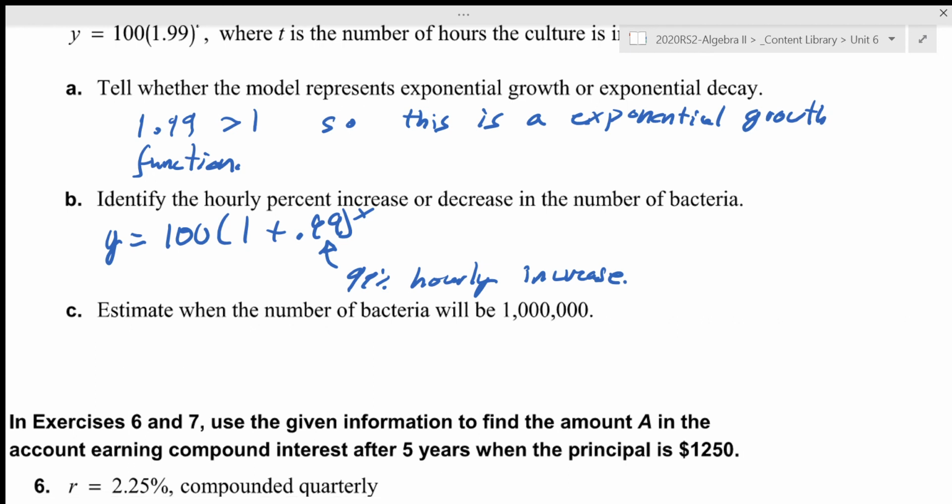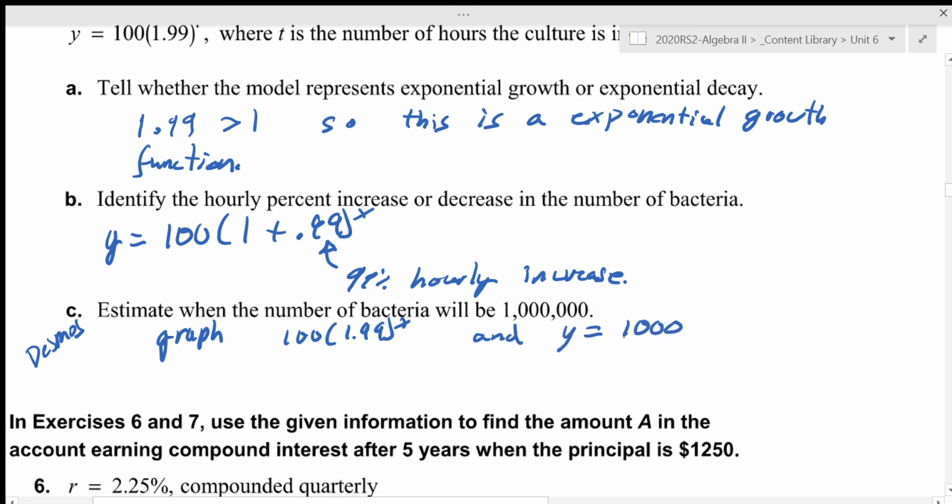Alright, to estimate when the number of bacteria will be 1 million, I will have you use a graphing calculator or Desmos. What you're going to do is graph 100 times 1.99 to the x power, and you're going to graph the line y equals 1 million. And then you want to see where these graphs intersect. Unfortunately, my recording software doesn't allow me to switch screens, but I will sketch a graph of what this looks like. It would look something like this.